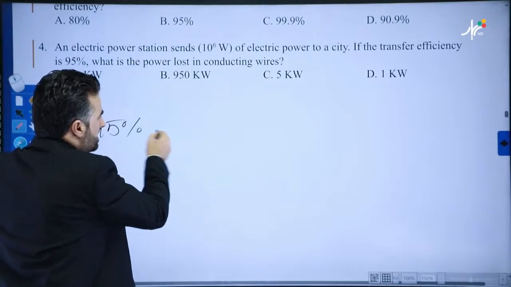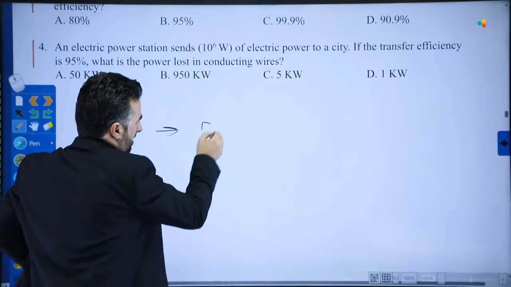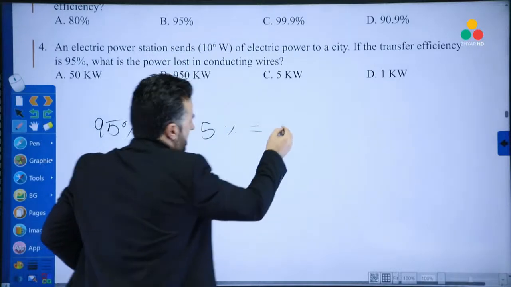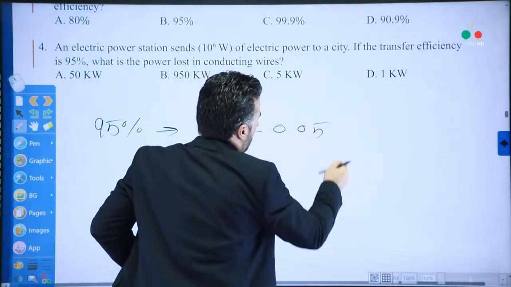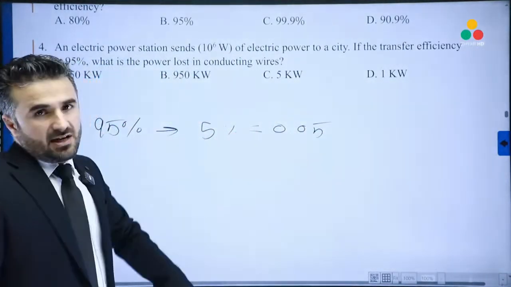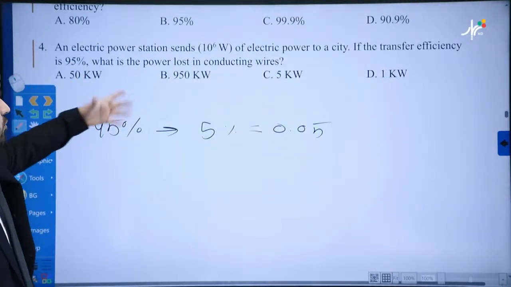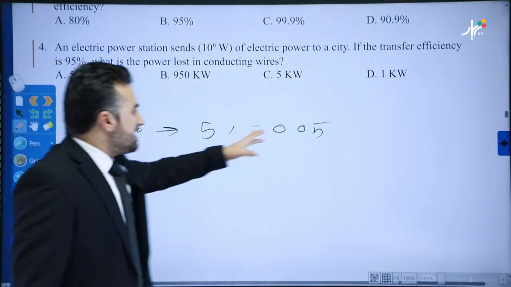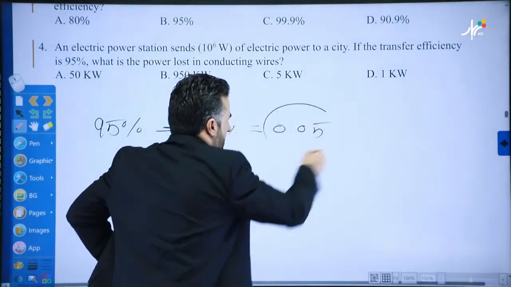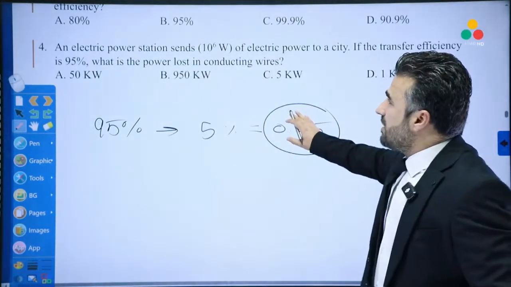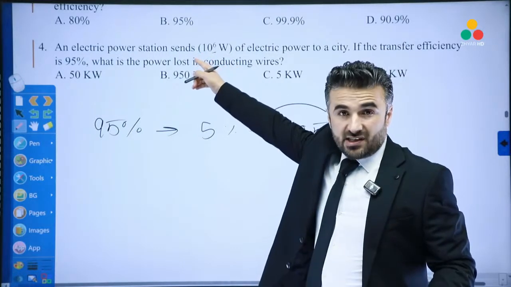If that is the case, what is the power loss? Can I say the power loss is about 5%? Yes, if it is 5%, of course, we can say it's about 0.05. But it says, if the transfer efficiency is this much, what is the power loss? So now, this is the percentage that is lost, correct? But this percentage is lost of what? Of this one, of the power sent here.